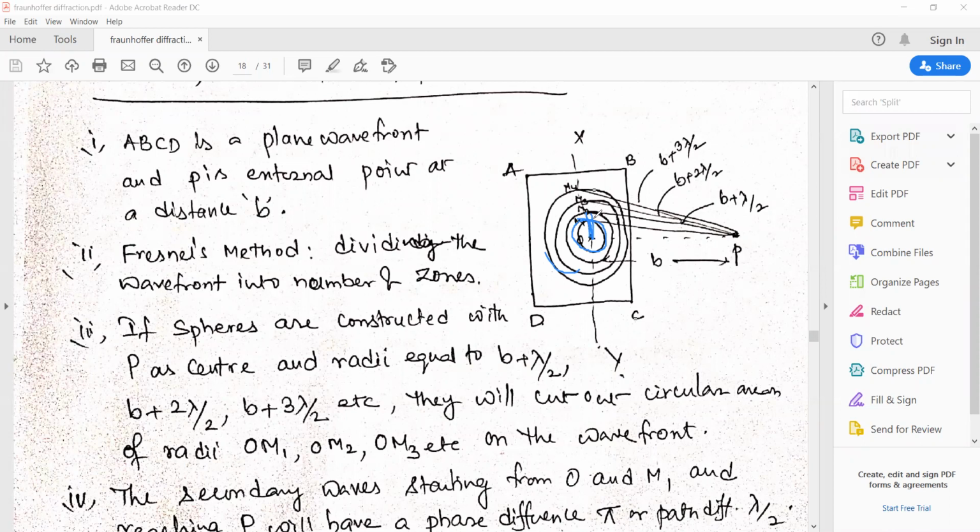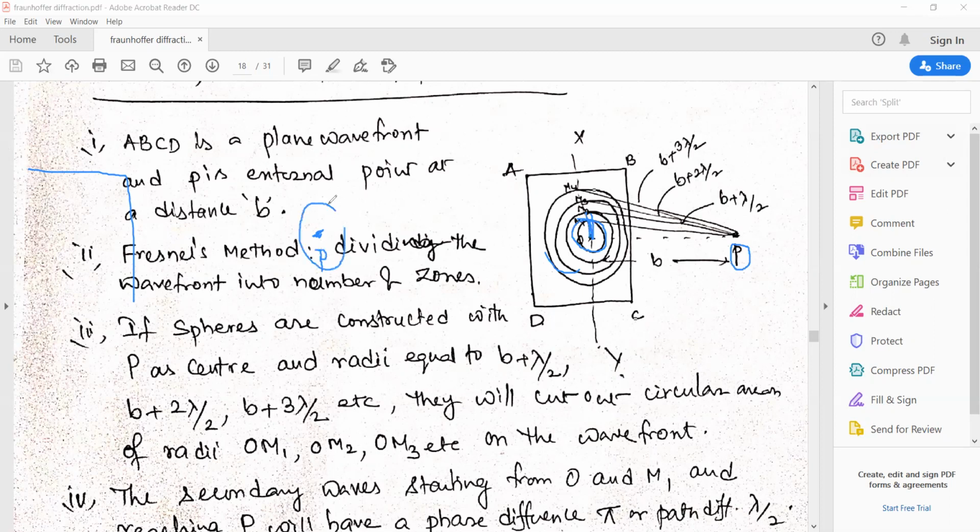To do that, what I consider is ABCD is a planar wavefront and P is an external point from the planar wavefront. So Fresnel's treatment is always that you divide the planar wavefront into a number of zones. So if you consider a point P which is away from the planar wavefront, an external point, and you construct some spheres.